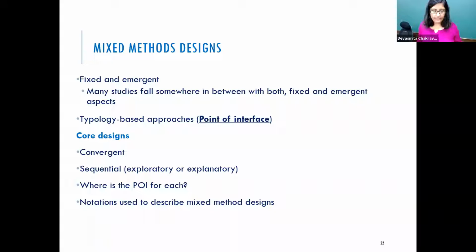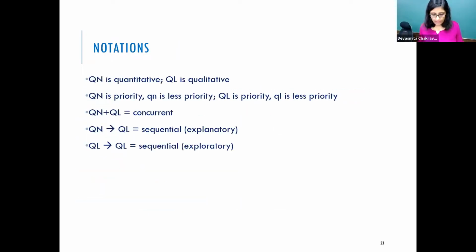So when I talk of typology based, what I mean is convergent or sequential. That is what it means, typology, type based. Okay, I've already told you about these notations. The other thing I'll add, now you can actually draw a diagram on your own, which is concurrent is QN plus QL. There's this and that. Plus means and.